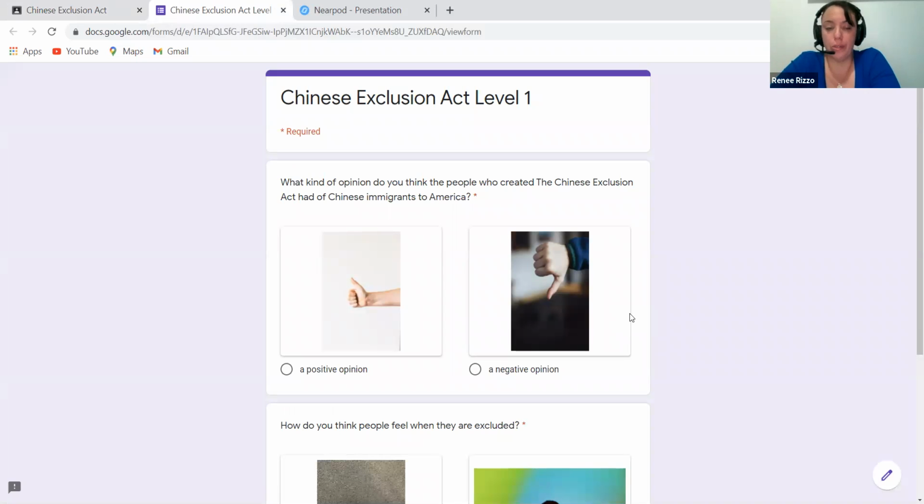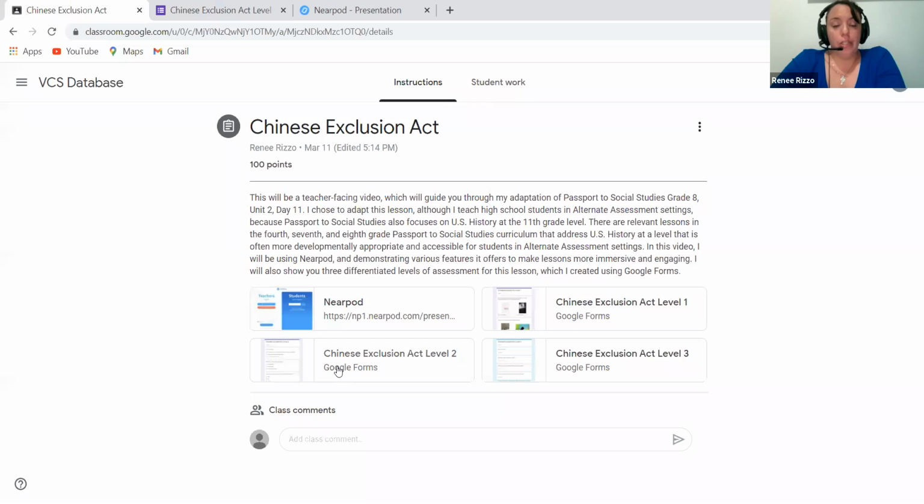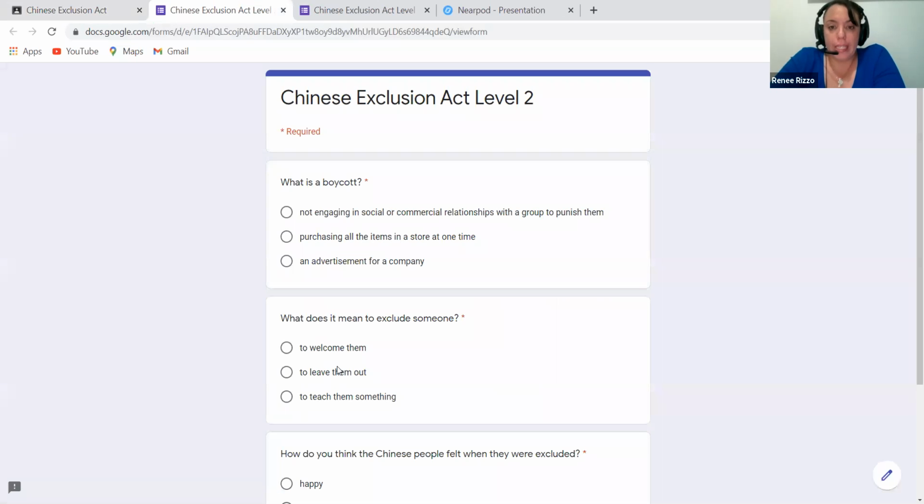So now I'm going to show you the 3 differentiated levels of assessment I created using Google Forms. Level 1. What kind of opinion do you think the people who created the Chinese Exclusion Act had of Chinese immigrants in America? A positive opinion or a negative opinion? How do you think people feel when they are excluded? Happy or sad?